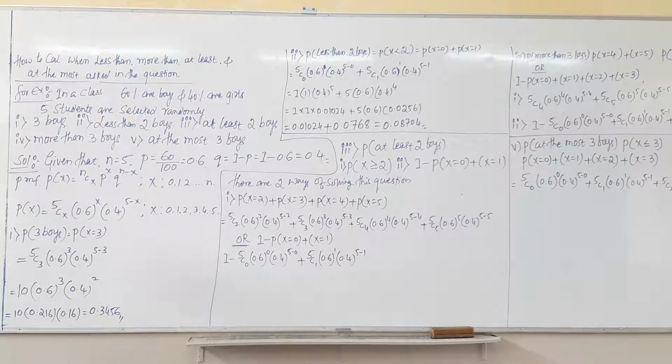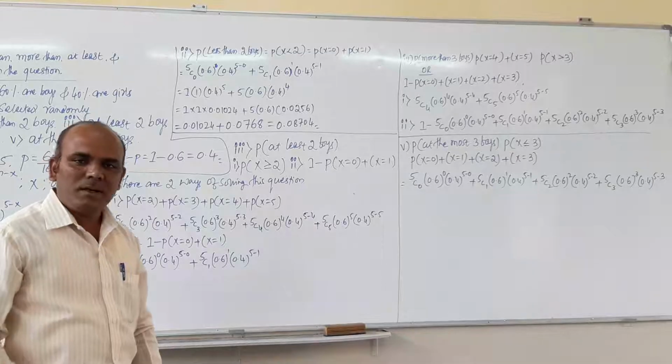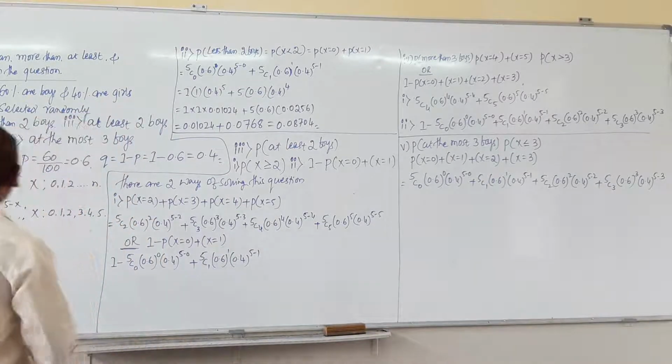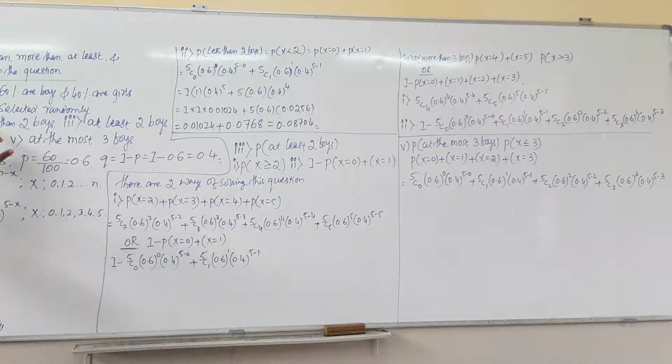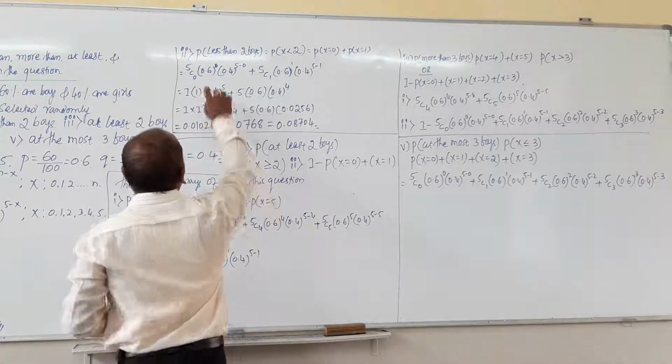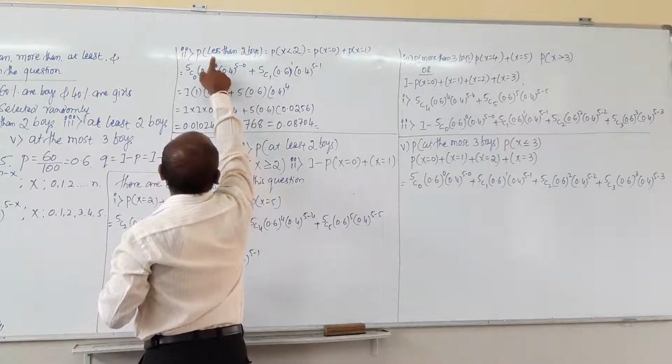Then let us move on to the second question. The second question is less than 2 boys. They asked less than 2 boys. Then the probability is, less than 2 boys.